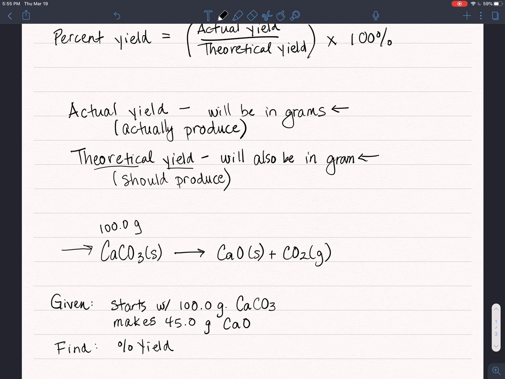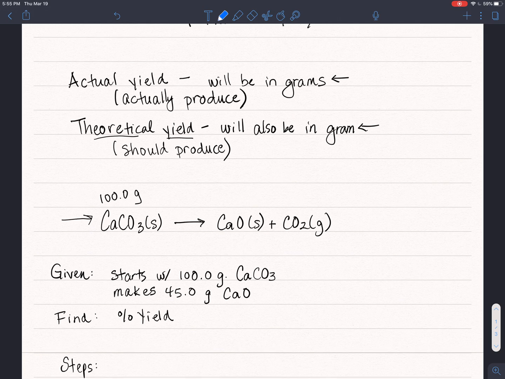I'm not going to walk you through it all, but I'm going to walk you through the process. So obviously, to figure out our percent yield, we have to know the actual yield. It's hard to write sometimes. And we have to know the theoretical yield. Now, what have we been given? It tells us we make 45 grams of calcium oxide. That is our actual yield. So then what we have to figure out is our theoretical yield.